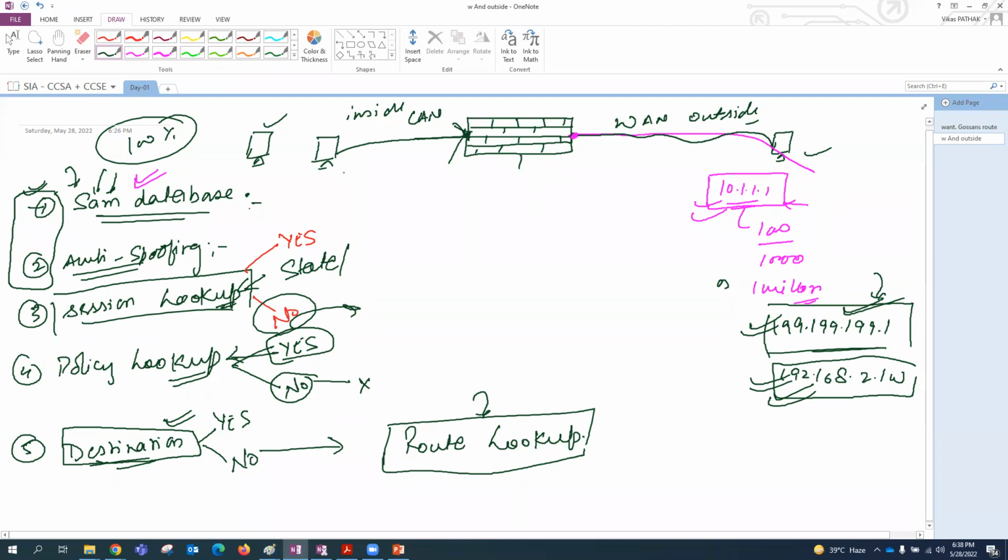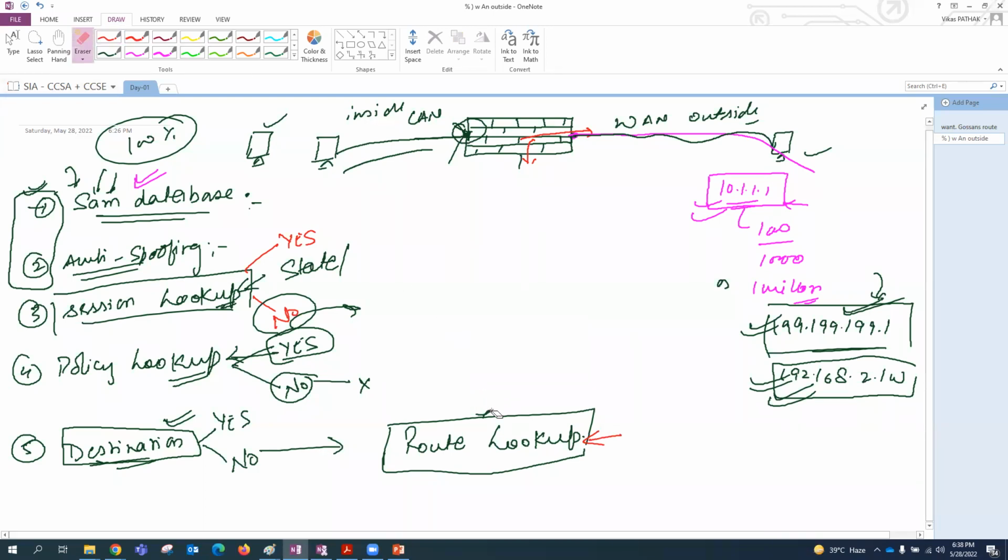Let's suppose this traffic has come from inside and it has landed on this interface. So what it will do, it will check whether I have to forward this traffic to the outside or the DMZ, or where I have to actually forward. So route lookup will be happening, and the most important thing, routing will not be happening on that particular step. Only the lookup will be happening. Okay, routing is not happening, lookup is happening.